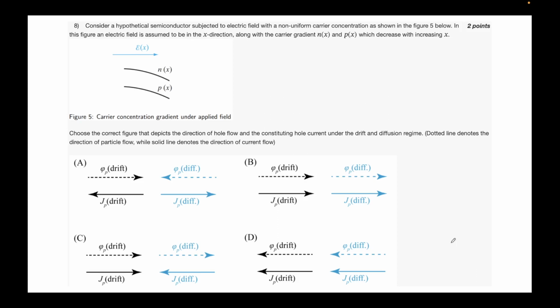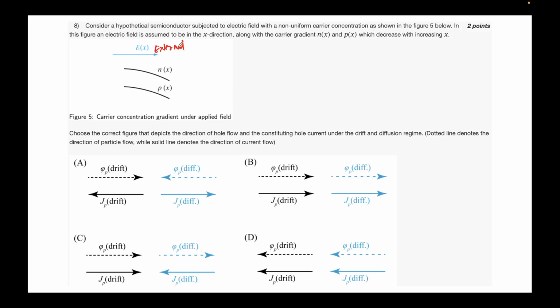This looks like a very long problem, very complex, but if you read it word by word it's very straightforward. The question says, consider a hypothetical semiconductor subjected to an electric field. This is some semiconductor and this is subjected to an electric field. This means this field is external now. Okay, with a non-uniform carrier concentration. So these are the carrier concentrations that have been shown.